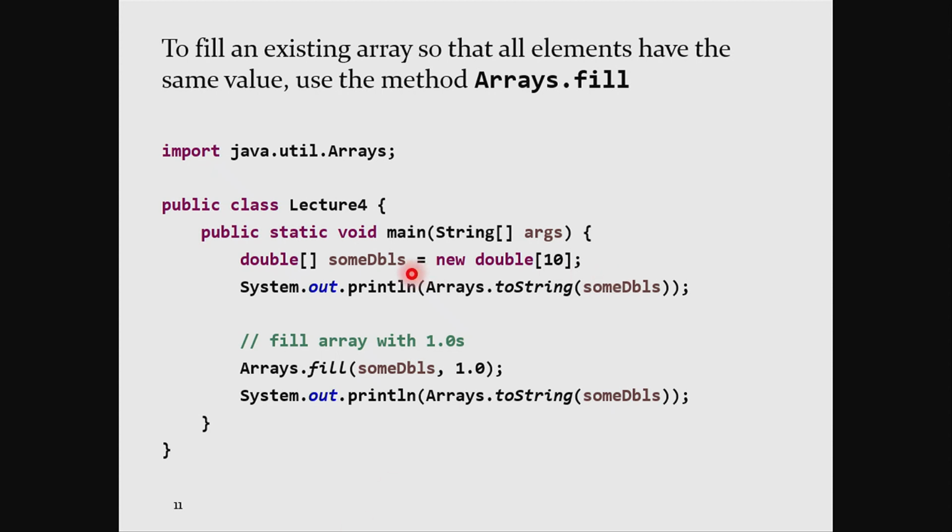So here's our array sumDoubles again, and this time it can hold 10 double values. If I print it out, I get 10 zeros. So the array is populated with all zeros. If I want to fill that array with ones, then again, I go to my handy utility class called Arrays and use the method called fill. And I tell the method, what array do I want to fill? Well, I want to fill the array sumDoubles. And you tell it, what value do you want to fill it with? Well, I want to fill it with ones. And now when you print that out, you're going to get 10 ones.